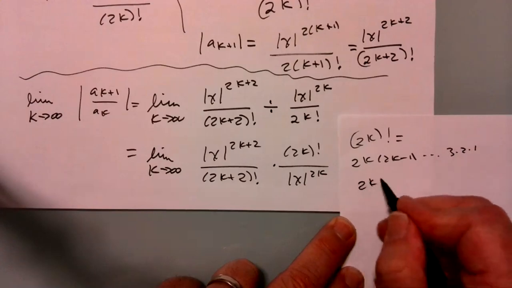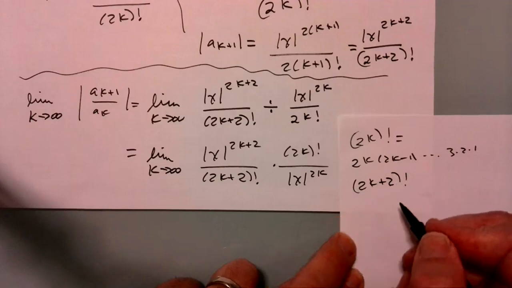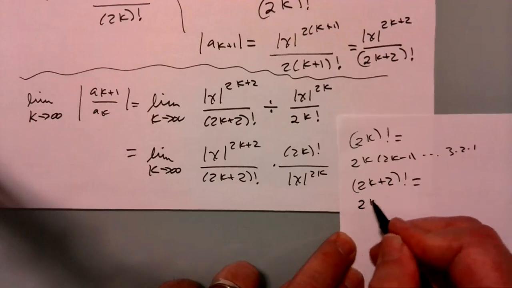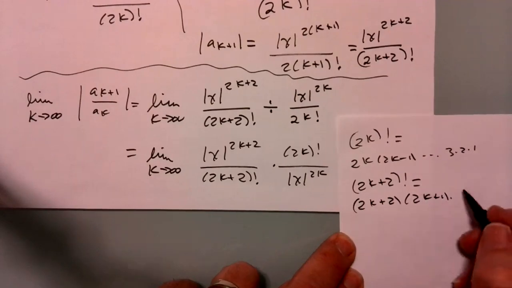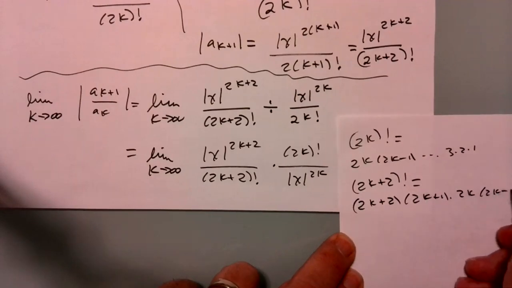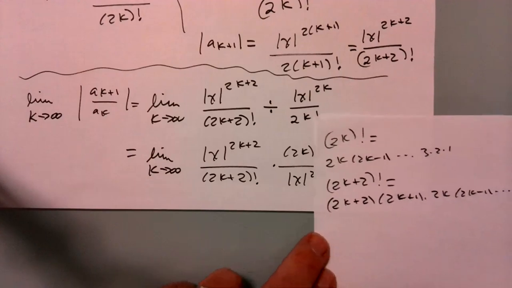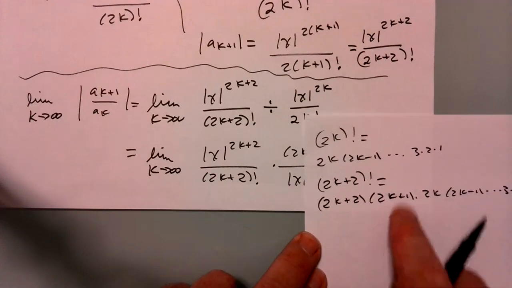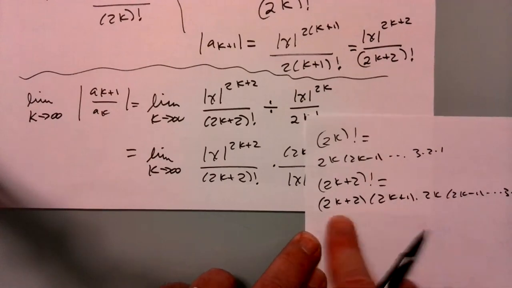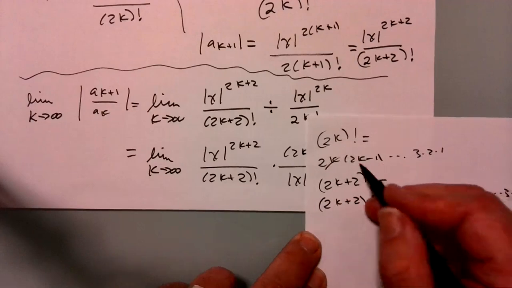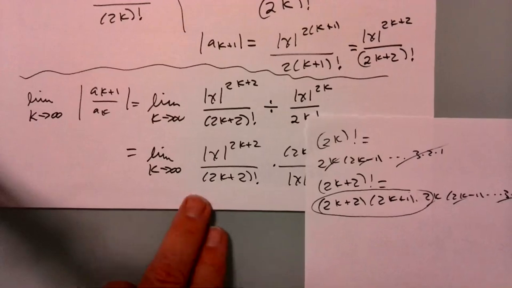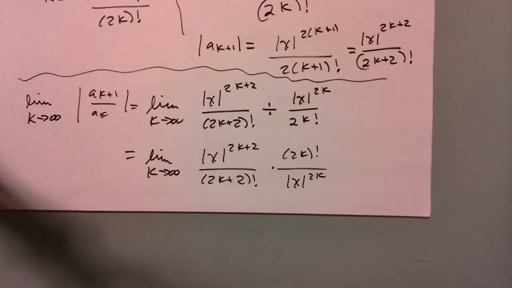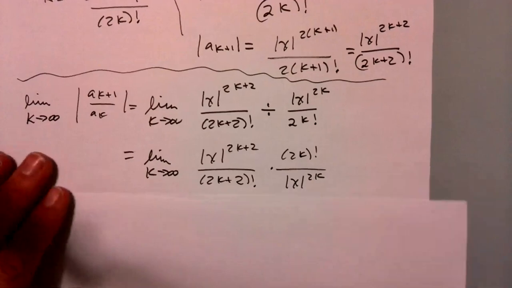Whereas (2k+2) factorial means 2k+2, 2k+1, 2k, 2k-1, ..., 3, 2, 1. I don't know what you can see; I guess you can see most of it. So everything cancels out except for the 2k+2 and the 2k+1. Notice 2k, 2k, boom, boom, all that goes away. All that's left is 2k+2, 2k+1 downstairs. So let's go ahead and do that.